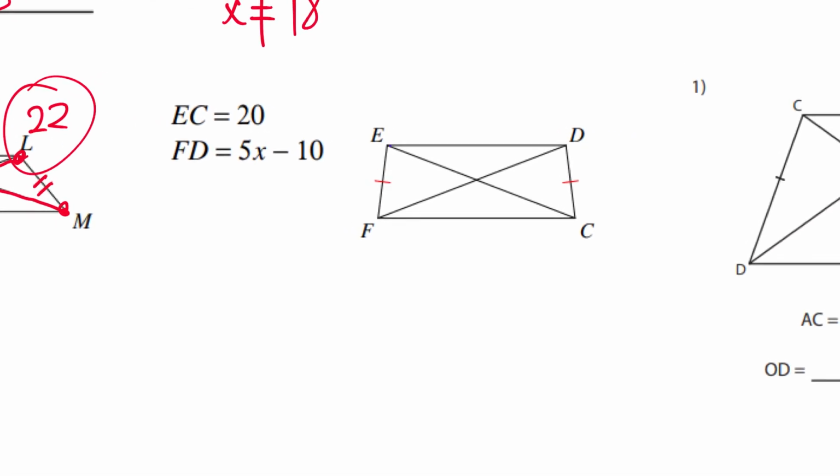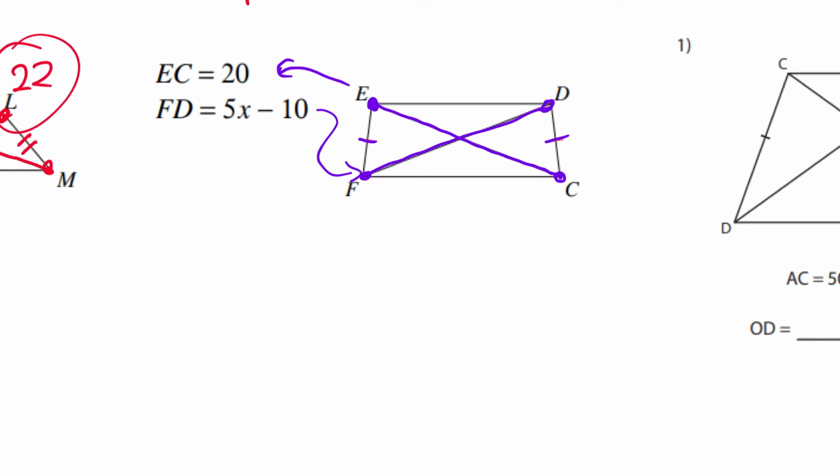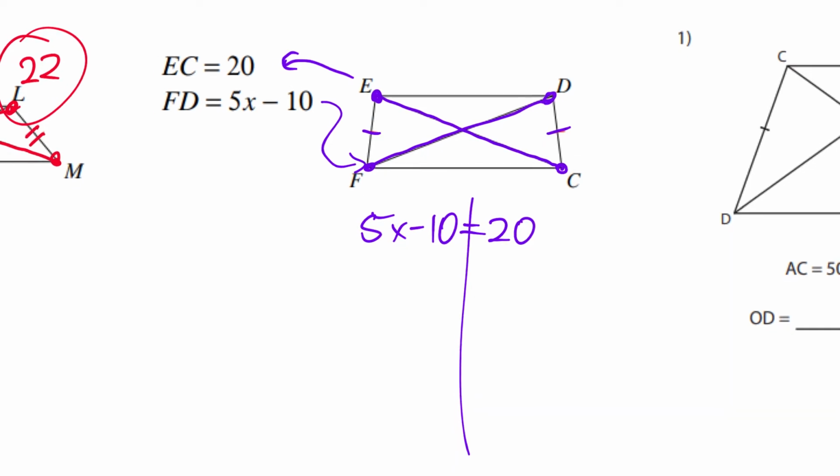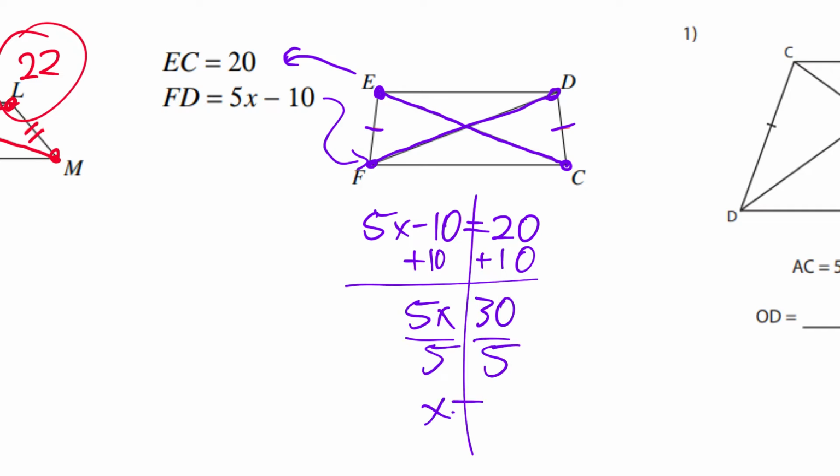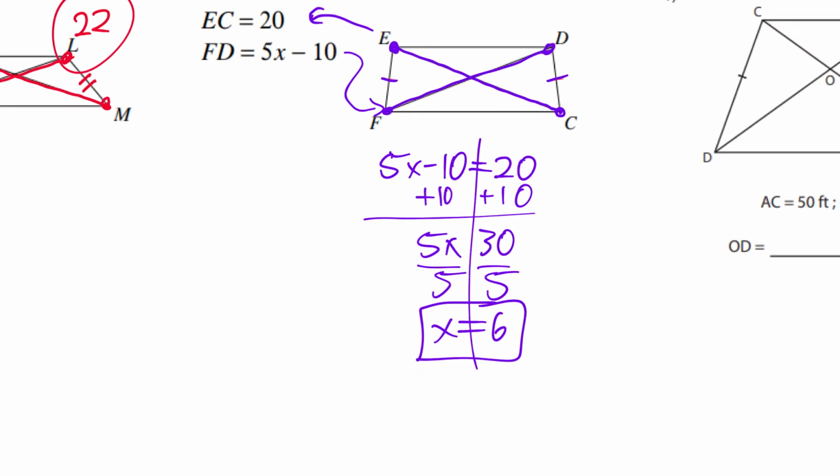Okay, next one. It says EC is 20, and FD is 5x minus 10. So we're just going to set those equal. 5x minus 10 equals 20, since this is an isosceles trapezoid and the diagonals are congruent. Add 10 to both sides. 5x equals 30, divided by 5. x equals 6.